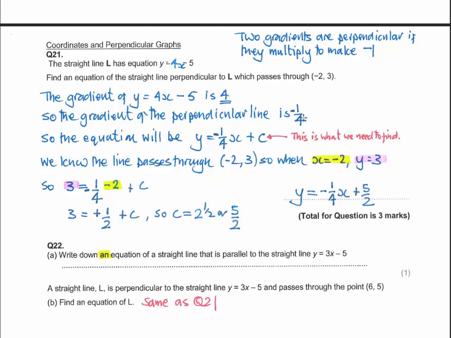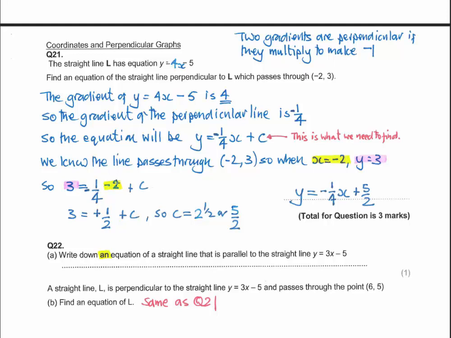So we know something about the equation of this perpendicular line now. It will be y equals minus a quarter x add c, and we need to find out what this c is. So what do we know about this line? Well, we know that it passes through minus 2, 3. And that means that when x is minus 2, the y must be 3. So here's my equation of the line. y equals minus a quarter x plus c. And y is 3, and x is minus 2.